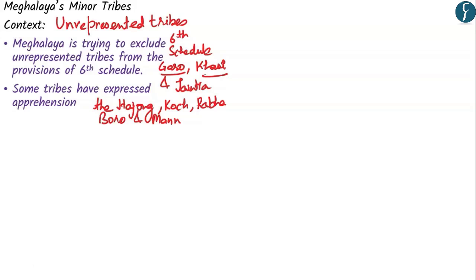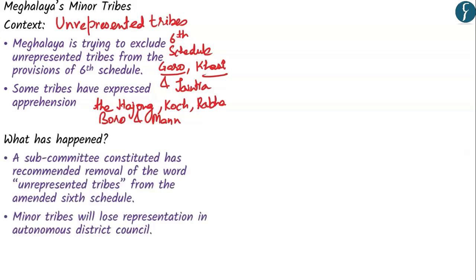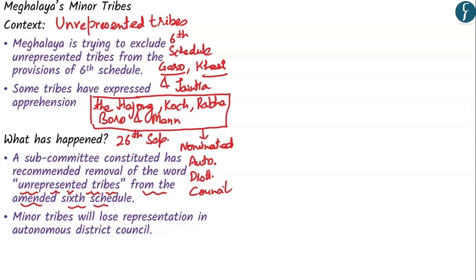Now let's try to understand the problem at hand. On 26th of September, a subcommittee constituted by the state government decided to recommend to the Standing Committee of the Parliament the removal of the word unrepresented tribes from the amended 6th Schedule. Currently, members of such minor tribes are nominated to the autonomous district council. This distinction among tribes has resulted in tribal majoritarianism, and the minority tribes after the amendment will be non-indigenous and unwanted in their own land.